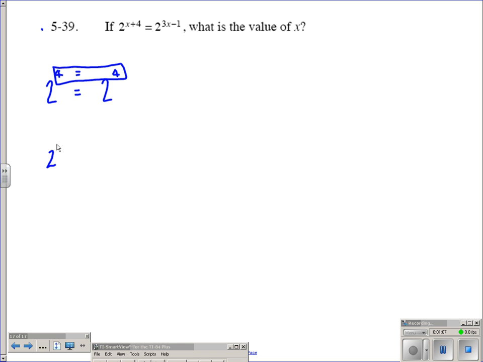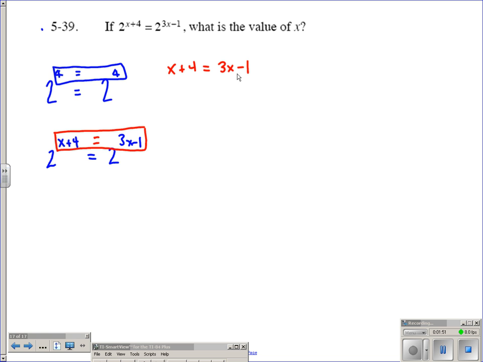So let's take this here. We have 2 to the power of x plus 4, and we say that equals 2 to the power of 3x minus 1. In order for both of these to be truly equal, we have to think about these exponents. The bases are the same. The base is 2 for each of these, which means our exponents have to be the same. So let's figure out what value of x is going to give us this same value for our exponents. The equation we'll use is simply x plus 4 has to equal 3x minus 1.